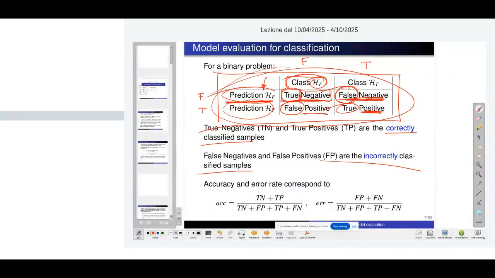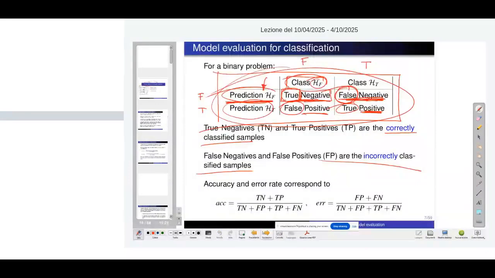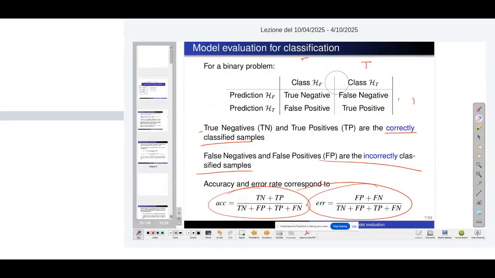From the confusion matrix, we see that in this case accuracy and error rate, as we said, are what? The accuracy is the sum of the elements on the diagonal divided by the sum of all the elements of the matrix. On the diagonal I have true negative and true positive, and the denominator is the sum of all the terms. That's exactly what we said before. The error rate is obtained in the same way, taking the misclassifications divided by the number of samples.